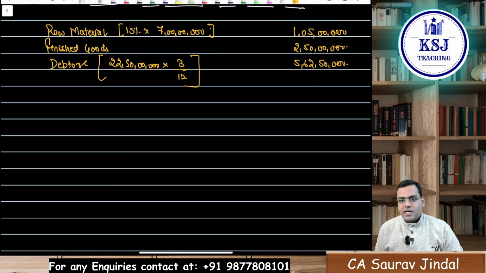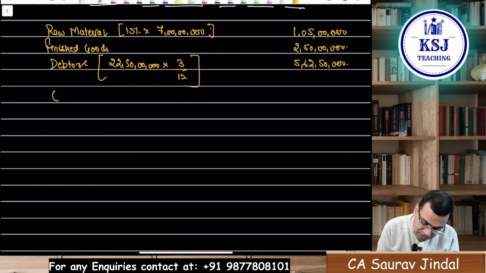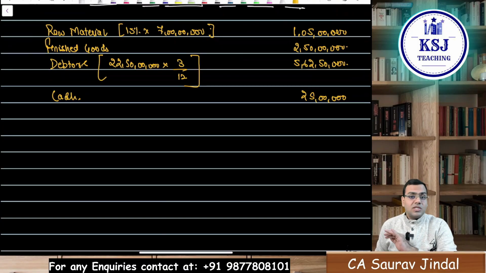Anything else to be taken in the assets? Yes, sir. Cash balance is also there. They are saying a cash balance of 25 lakhs is to be kept. Fine. We'll take 25 lakhs. Any prepaid expenses? No, because they have clearly mentioned in the question that all the expenses will be paid 1 month in the arrears, that is with a lag period.